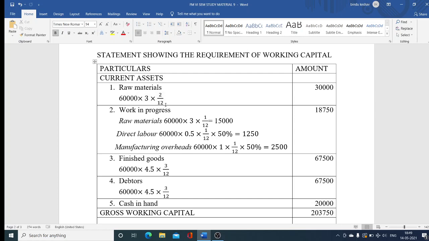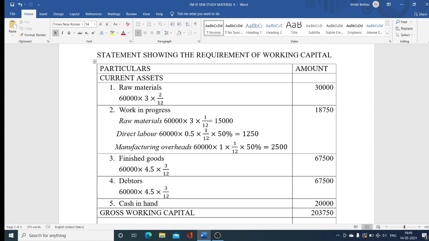So in a year we have 12 months. So 60,000 into 3 into 2 by 12, which means that 30,000 will be the raw material stock at any given point of time. That is 60,000 into 3, that is the entire year's raw material requirement, and 2 months' raw materials will remain in stock always, which means 60,000 into 3 into 2 divided by 12, the number of months in a year. So we get 30,000, which is the raw material stock.